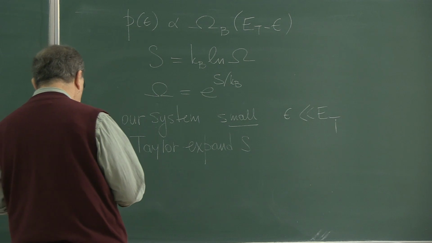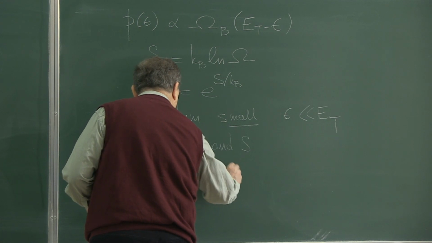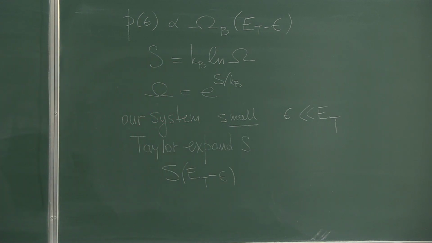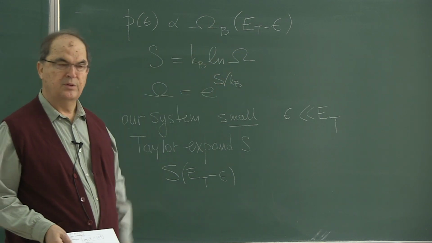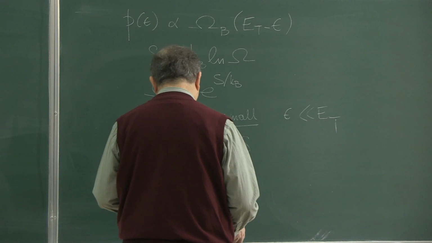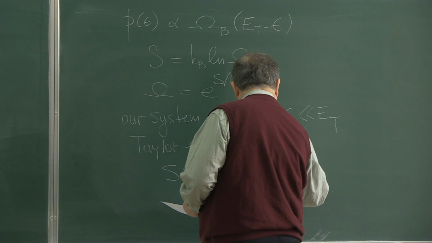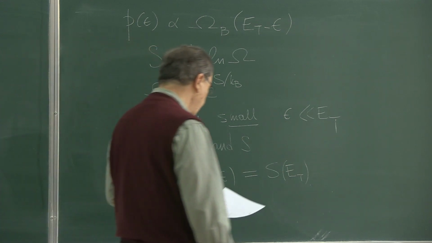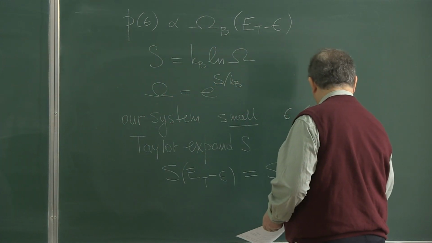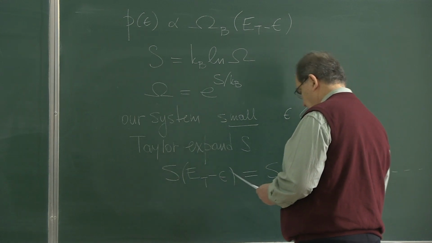How are we going to do that? Well, our entropy in question is corresponding to that specific energy. The number of states is proportional to that. So you can expand this about total energy. The first term is S of E_T, and the second term is E times del S del E, plus etc.